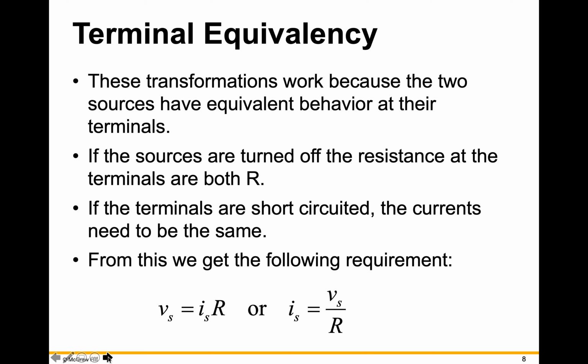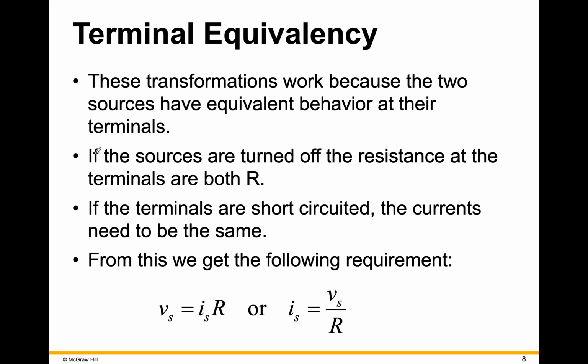So once again, we talked about this. I basically said just what you're reading here, that if the sources are turned off, the resistance at the terminals are both R. If the terminals are short-circuited, the current needs to be the same. If the terminals are left open-circuited, the voltage needs to be the same.